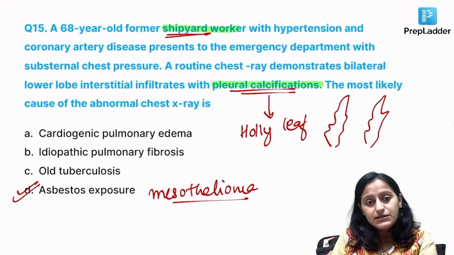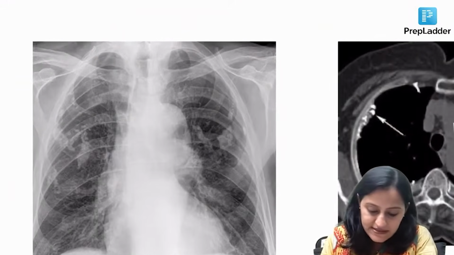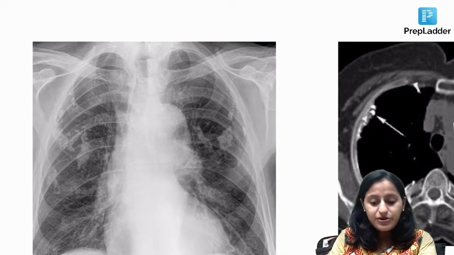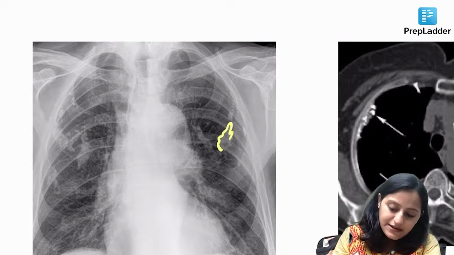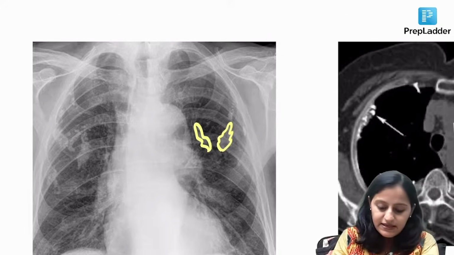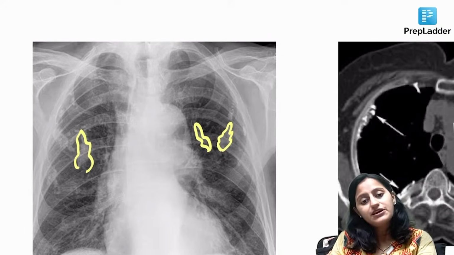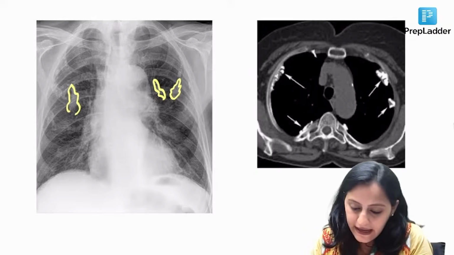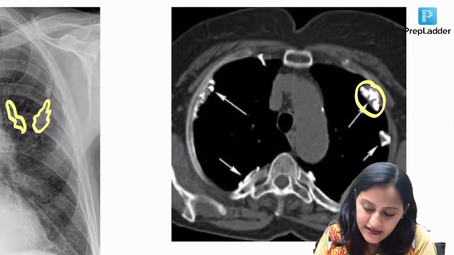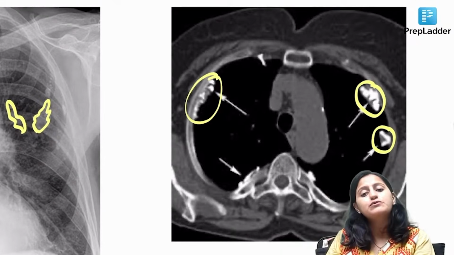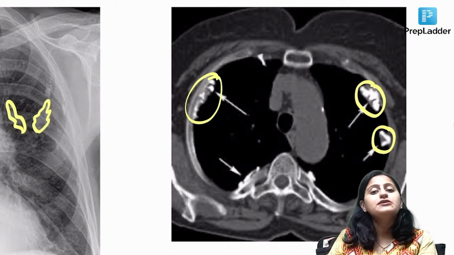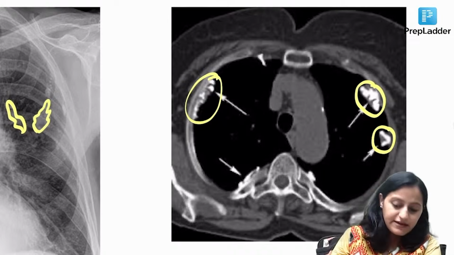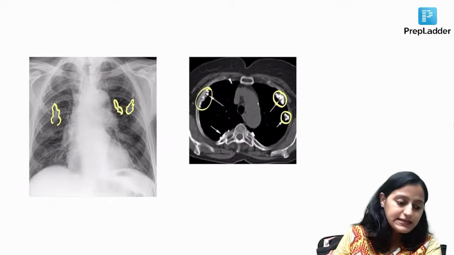Okay, that is mesothelioma. So let's have a look at this image here. This is a potential image for your exam. The white that you see here in the X-ray, these are the pleural calcifications, holly leaf sign. And you can see the white calcifications in the CT as well. The pleural calcifications telling you this is asbestosis. Okay, very important and frequently asked.